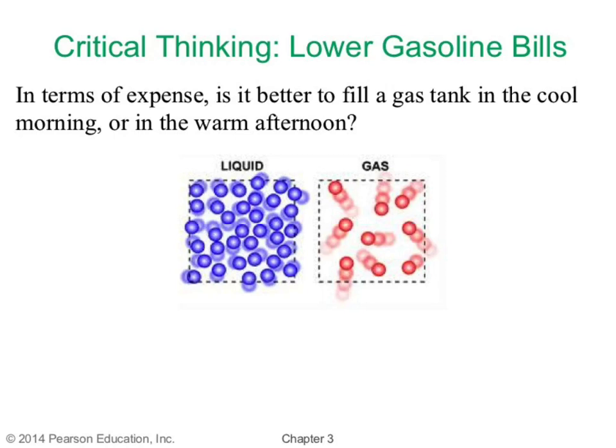Because when I run a car, I'm not concerned about the volume of it, I'm concerned about the actual particles present when we do the combustion. If it's at a lower density, I'm getting less particles, which means less chemical energy to drive my car. So I want to fill it up in the cool morning. That way it's more dense, the particles aren't moving quite as much, I get more gas molecules or more liquid molecules in there, and I get more energy from my car.